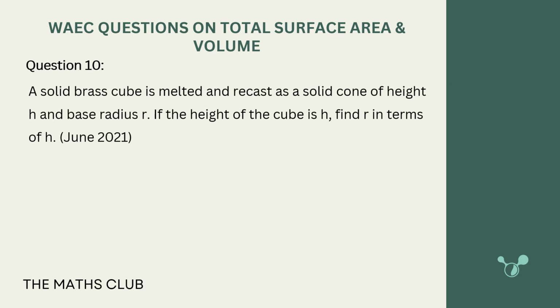Question 10 now says that a solid brass cube is melted and recast to a solid cone of height h and base radius r. If the height of the cube is h, find r in terms of h. You can read it again, pause the video until you understand the particular question and you can solve it. But let's take it from June 2021.